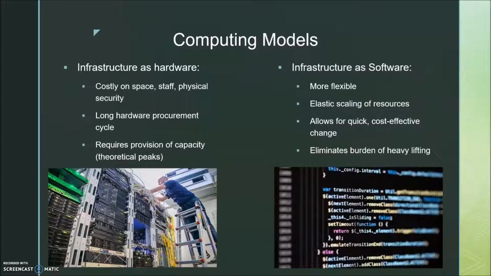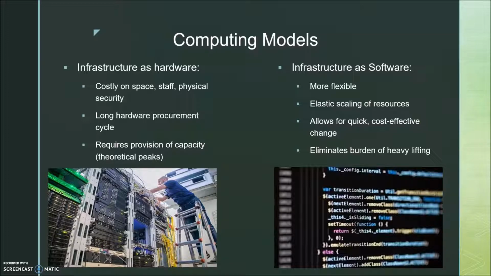To begin, we'll discuss infrastructure as hardware, which is a traditional computing model. It places emphasis on hardware as the main delivery method of the computing model. It comes with a number of problems, though, due to its emphasis on hardware, such as being costly on space, staff, and physical security. This means that a business has the burden of having appropriate space and paying for staff and 24-hour security for its computer systems.